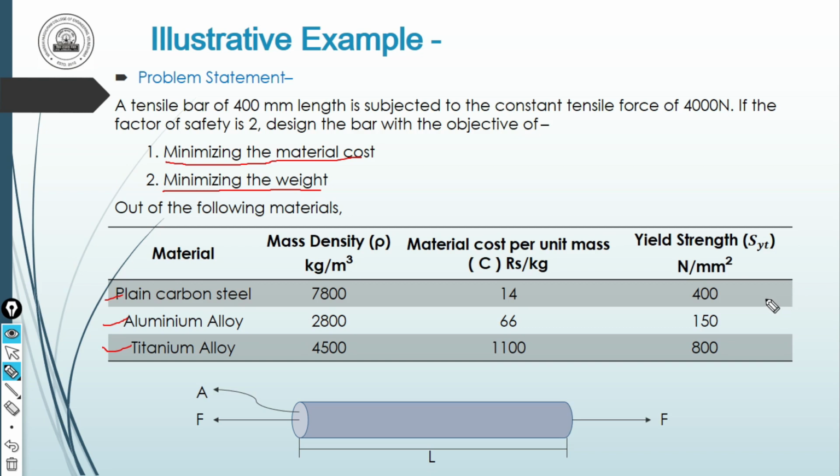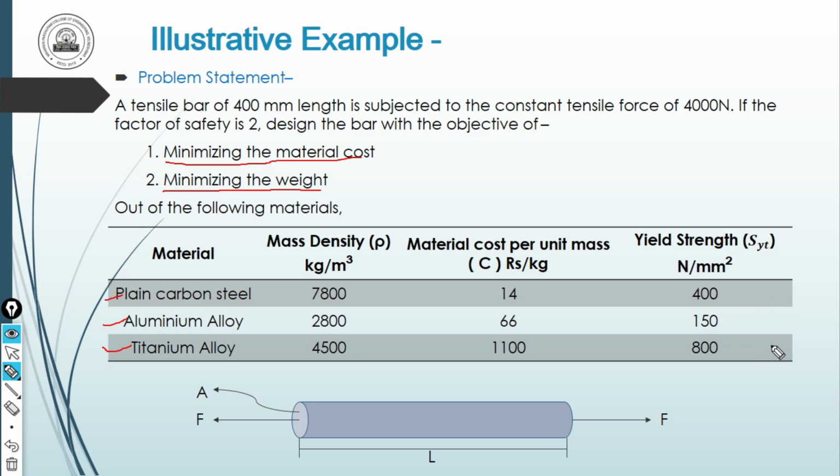So we have to follow each and every step differently for different materials. That is, for plain carbon steel we have to calculate the material cost, what the weight is, then what the area of the bar is. Based on that we will be able to calculate different values. Then separately we have to go for aluminum alloy, and similarly for titanium alloy.